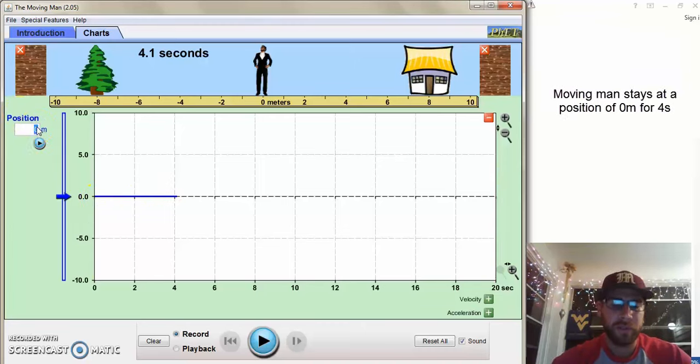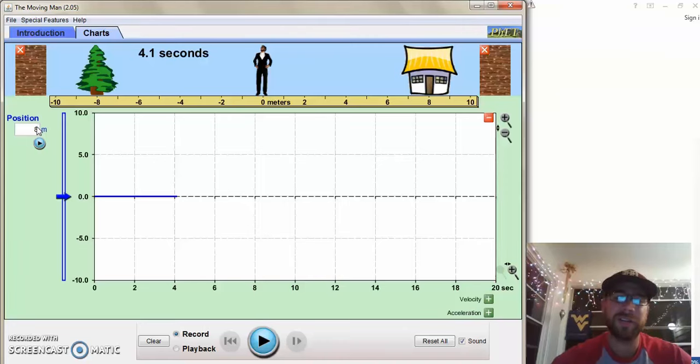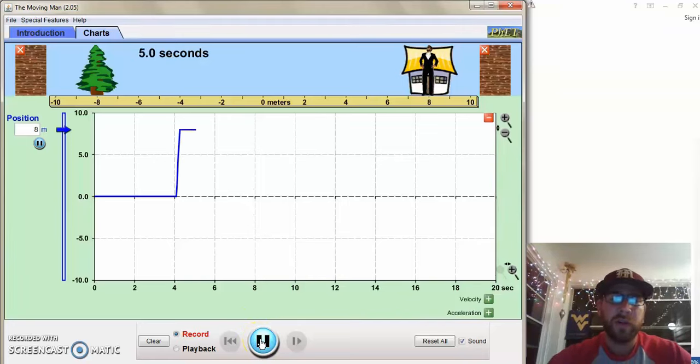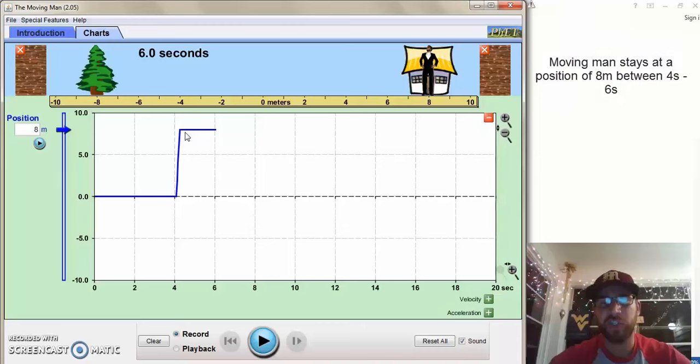Now what would happen if I were to move moving man from a position of the origin all the way over to the house over there, a position of positive 8 meters? Notice he jumps all the way over to the house. Now let's collect some data for the next 2 seconds. Notice once again we have a flat line, but this time the flat line is at a position of 8 meters. It is further up on the y-axis. It is still flat because he isn't changing his position from 4 to 6 seconds. He is still staying still.